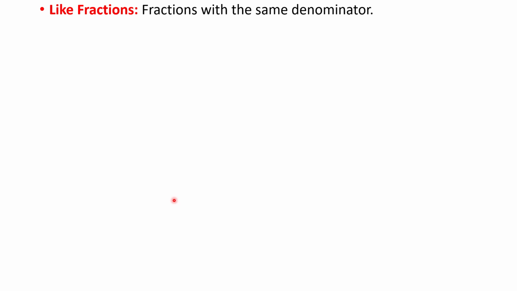Now let's see the next one. Next we have like fractions. Like fractions are simply the fractions which have the same denominator. Suppose you have two fractions, or more than two fractions, and you have to say whether they are like fractions or not. The basic thing you have to check is that they should have the same denominator. As you can see over here in these four fractions, the denominator is 5, 5, 5, 5. So that's why this is known as a like fraction.